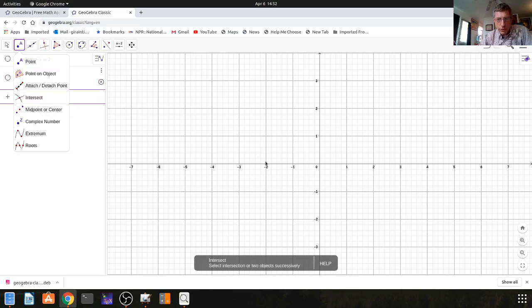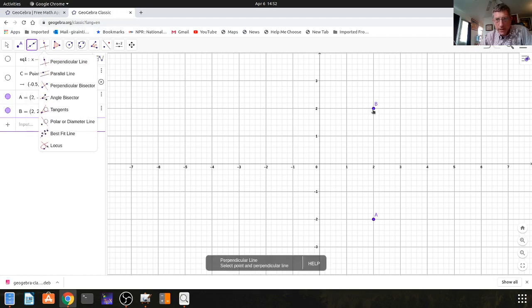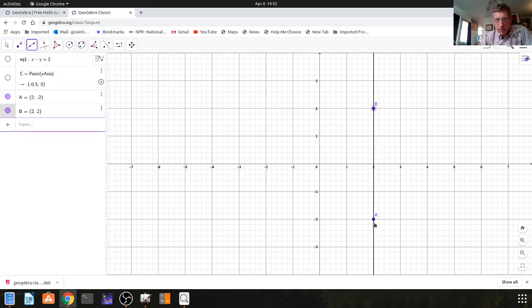So let's do 2 and minus 2. I've got the point up here. So here's my 2. Here's my minus 2. And the other one I chose was 2 and plus 2. And it's right there. And when I draw my ruler between the 2 points, I get a vertical line.